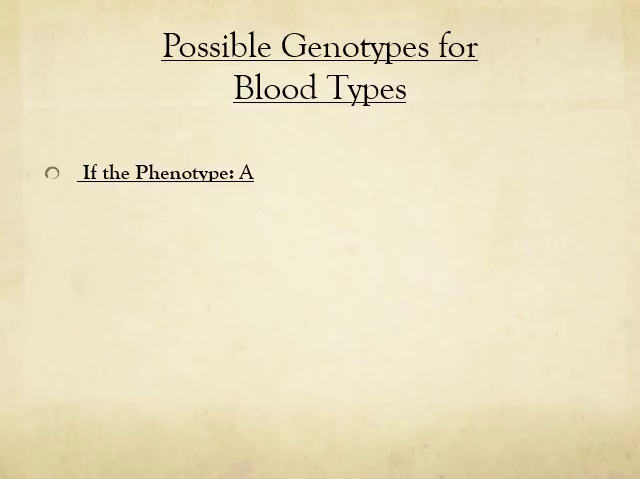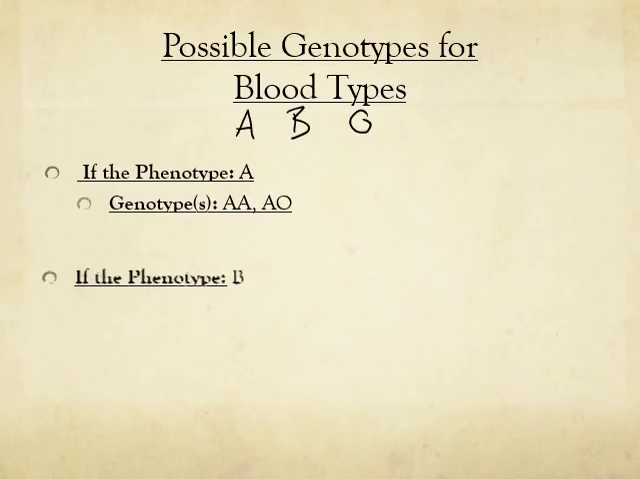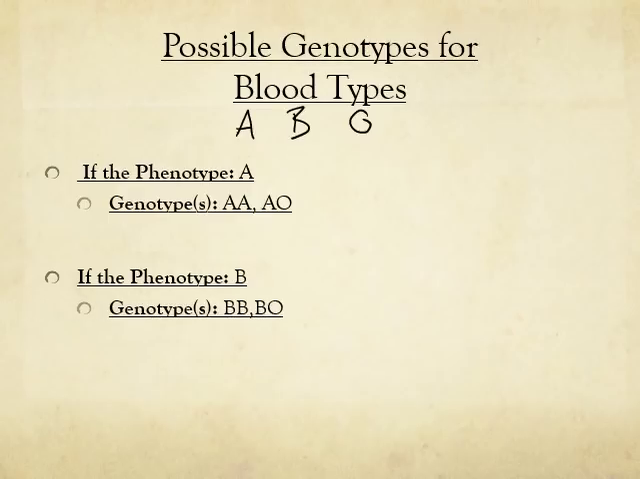If you have the phenotype A, now remember we have three possible alleles. We have A, B, and O. So the combination for the A blood type is AA or AO, because remember, A is dominant to O. If you have the B blood type, your combination or your genotype can be BB or BO, because as we said before, A and B are both dominant to the O-type blood.